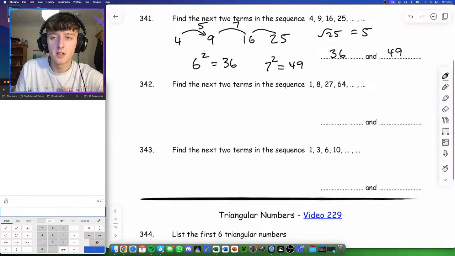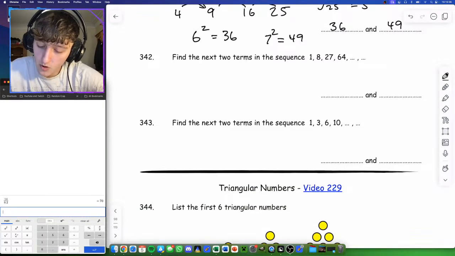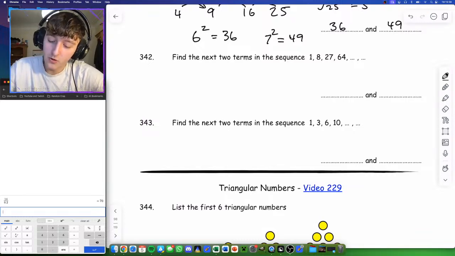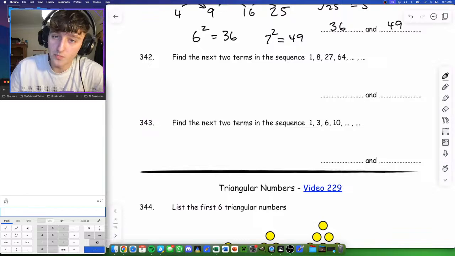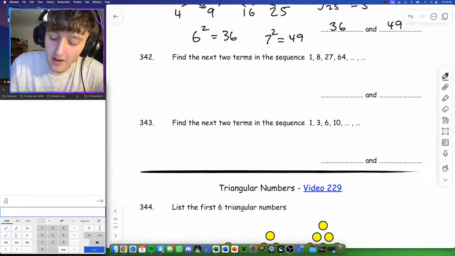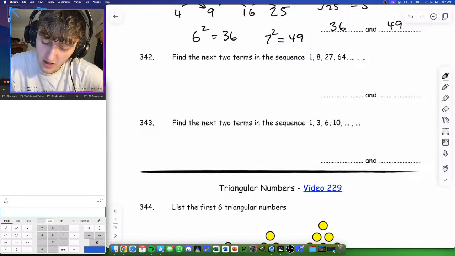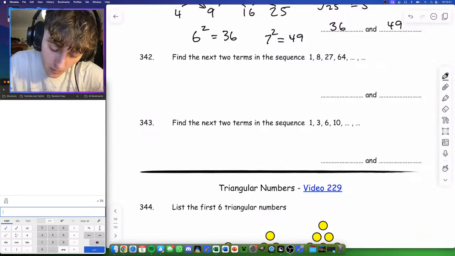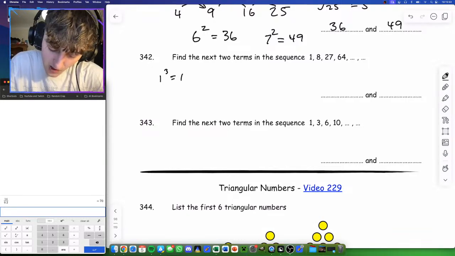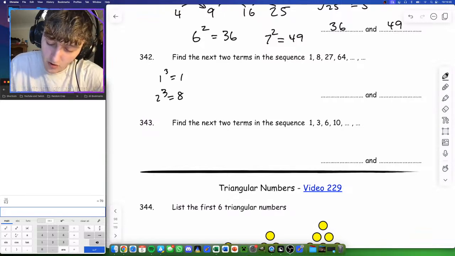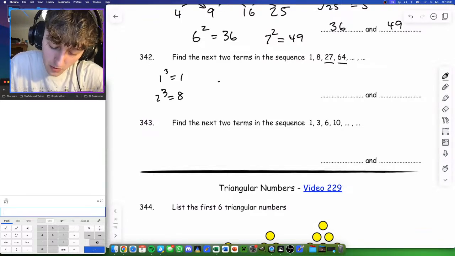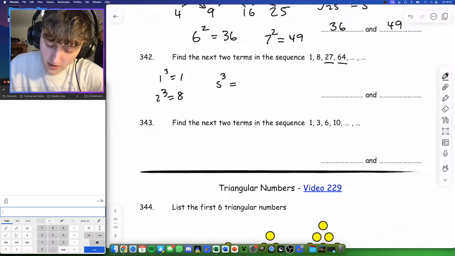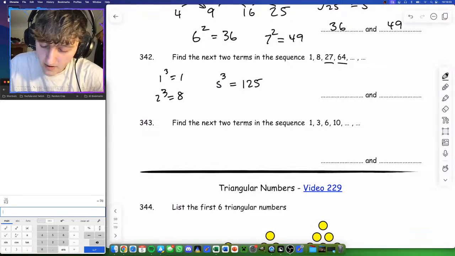There you are. So 1, 8, 27, 64. This one, again, it's not going to be constant increases. So what we're going to do here is try and find out which pattern that can be. If you are pretty savvy, you might notice that this is a cubic. So 1 cubed equals 1, 2 cubed equals 8. So there you go. So 3 cubed, 27, 4 cubed is 64. So what's 5 cubed? That is 125.